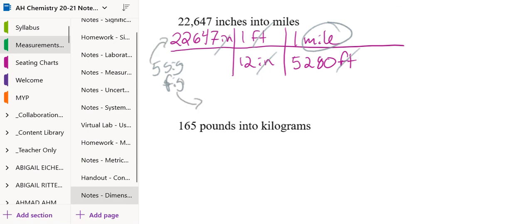So when you guys typed it in, you should do 22,647, and then either multiply the whole top, multiply the whole bottom and divide, or just go in order: multiply, divide, multiply, divide. So divided by 12, divided by 5,280, and what did you get?